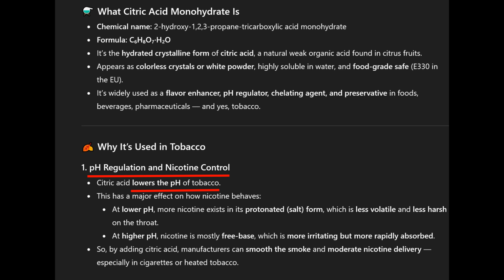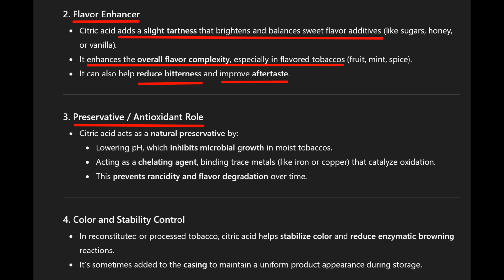And let's go further. It's also a flavor enhancer. Okay, citric acid adds a slight tartness that brightens and balances sweet flavor additives like sugars, honey, or vanilla. Okay, it enhances the overall flavor complexity, especially in flavored tobacco. It can also reduce bitterness and improve aftertaste.